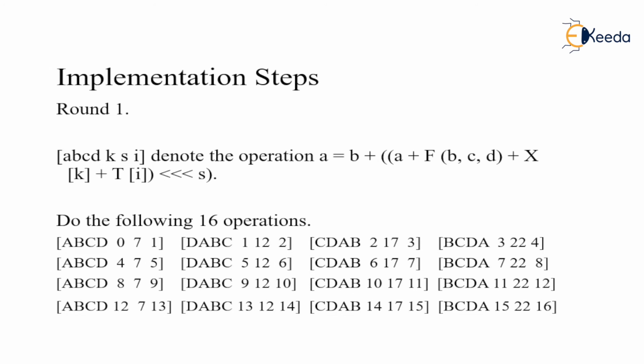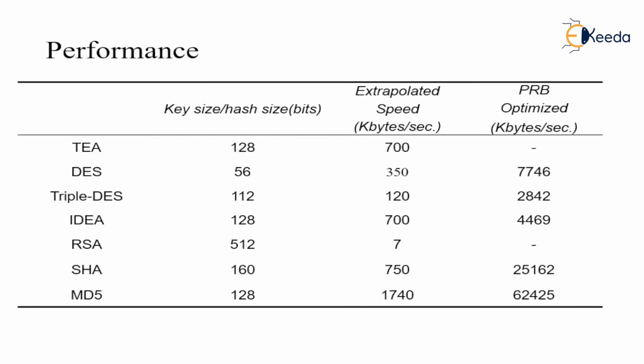This is the performance comparison of the different algorithms which are used for implementations of the hash and the digital signatures. So TEA is also one of the algorithms, which has the key size of 128-bit. The extrapolated speed, that is the kilobytes per second, is 700, and the optimized speed is not given. Then the DES works upon 56 key size, the triple DES works upon 112 key size.